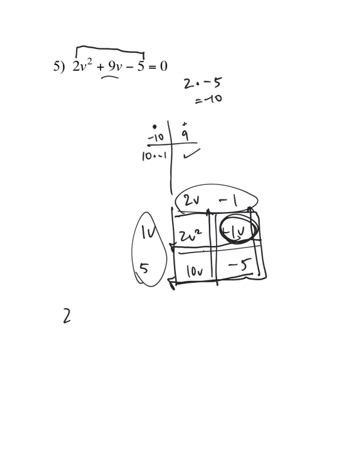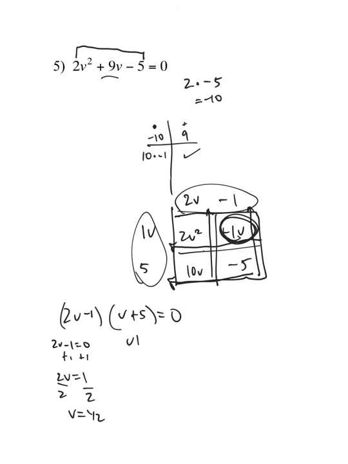2v minus 1 is one of your factors, and v plus 5 will be your other factor. Okay, just like the last problem now, we'll set them equal to 0, and we'll solve for our variable. So one of our solutions here, v equals 1/2. Our other solution, v equals negative 5. Okay.